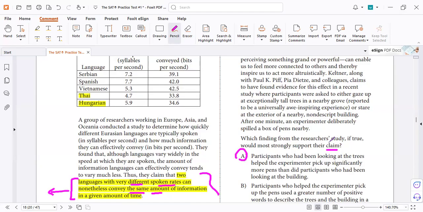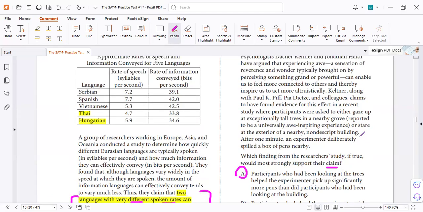So when you find the claim, it helps you. The problem in this question is that you need to find the synonym of the word claim. So you can find: found, said, claimed, established, point out, contended.